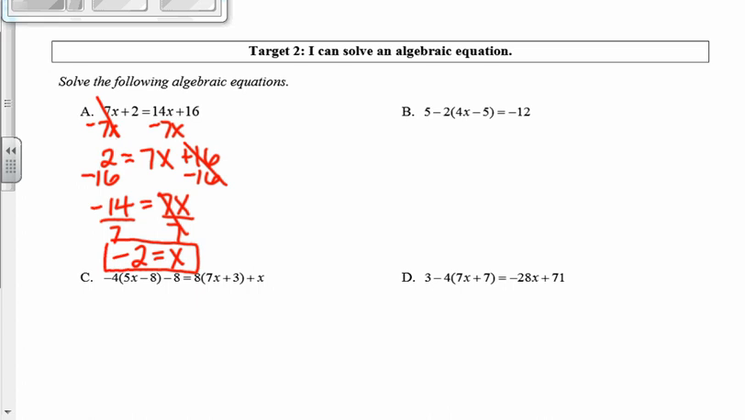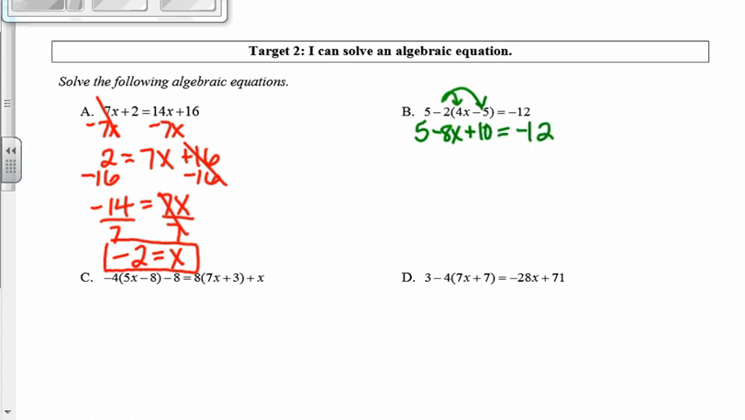All right, B. So there's one common mistake that I'll see a lot of students make on B, and that's that the first thing that they do is 5 minus 2, and they say that's 3. But remember that our order of operations says we have to do parentheses first. So the very first thing we're going to do is actually distribute this negative 2. We're going to leave that 5 where it is. So negative 2 times 4x is negative 8x. Negative 2 times negative 5 is 10.